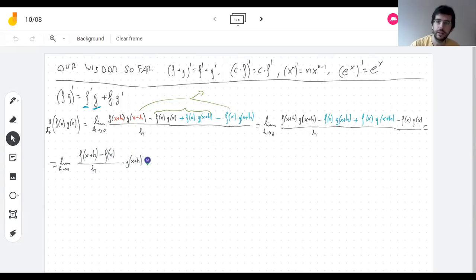And over here I have a common factor of f of x, g of x plus h, that's g of x divided by h. So now things are starting to look incredible. They're starting to look fantastic. So there's four things here. If I split the limit into a sum of limits, if they both exist, and then each sum into a product of limits, I'm going to end up with four limits, each of which I can compute.